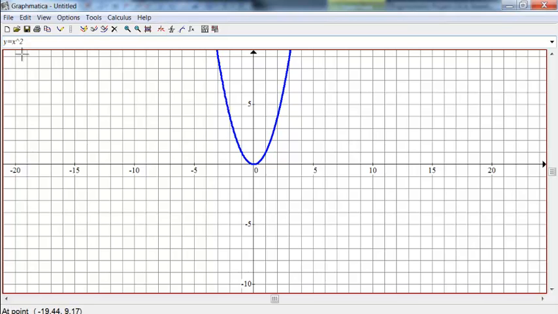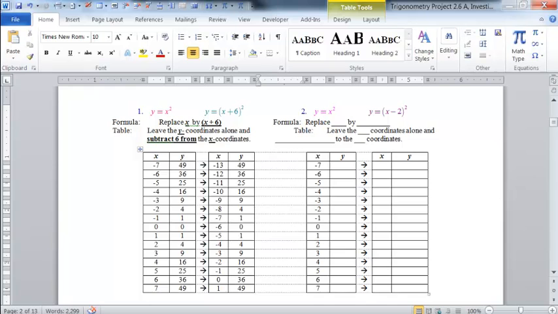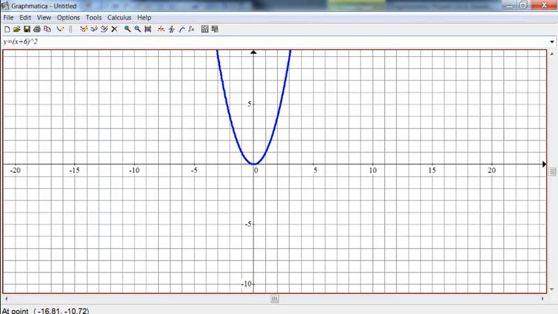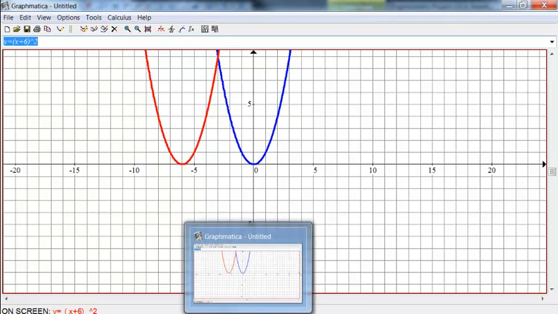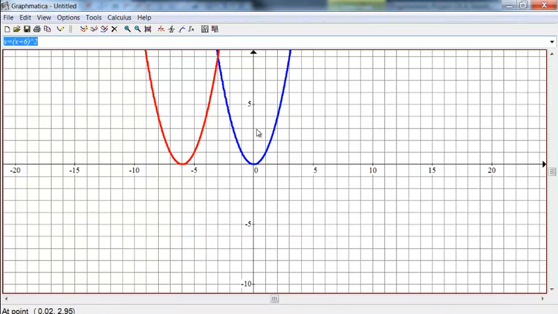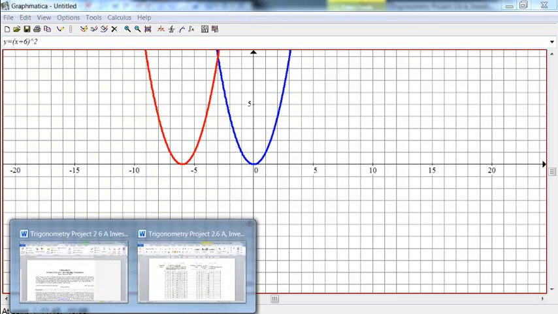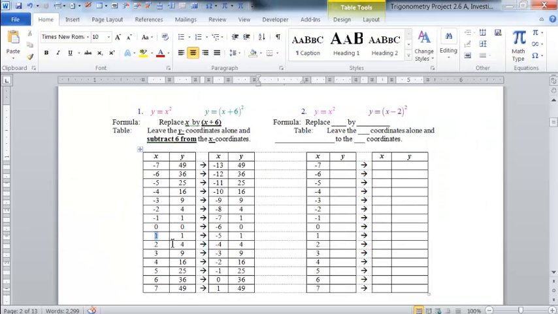Now I can go in here and replace the x by a set of parentheses, and in the parentheses I put, was it x plus 6? Yes, it was. And now I graph that. So which way did it go? It actually went to the left. So notice that you get corresponding points. So for example, this point at 1, 1, the corresponding point now is at negative 5, 1. And if you look, that's what we said right here, that 1, 1 is at negative 5, 1.